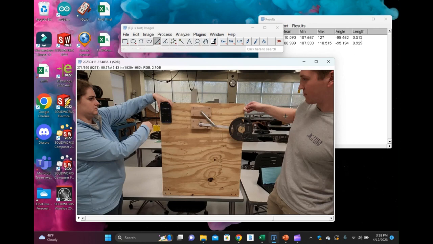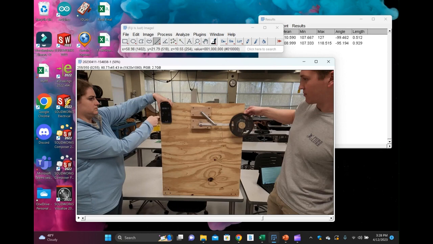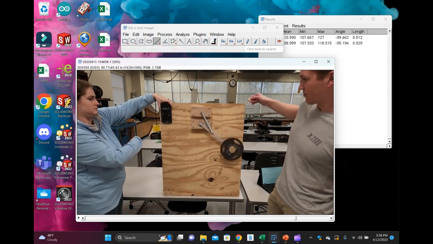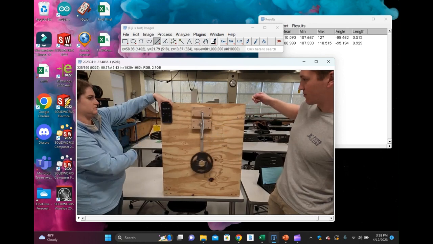So you can see it gradually getting larger. So we know that up here, at 255, we have a time of 0.11 seconds, and at the very bottom, at 90 degrees, 335, we have 0.5 seconds. So the weight is moving for a total of 0.34 seconds.